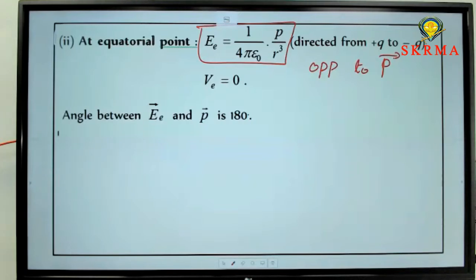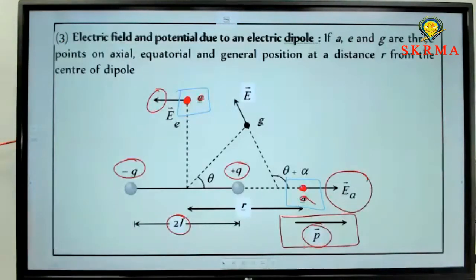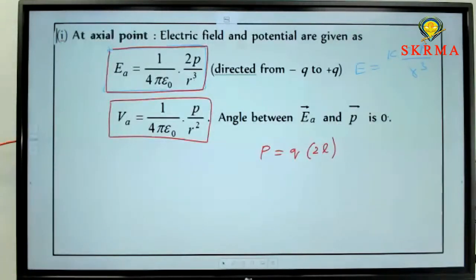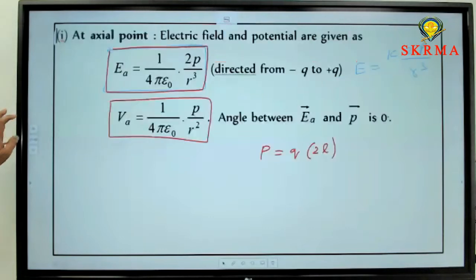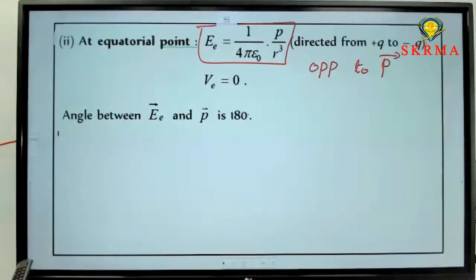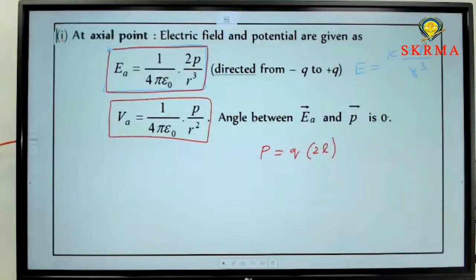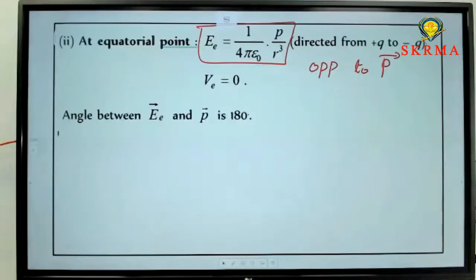Next formulas are, electric field on axial line, formula 2p by r cube. On equatorial line, formula p by r cube. So in previous case on axial line formula 2p by r cube, on equatorial line formula p by r cube. Next, potential on equatorial line is 0. On axial line formula p by r square. On equatorial line potential 0.